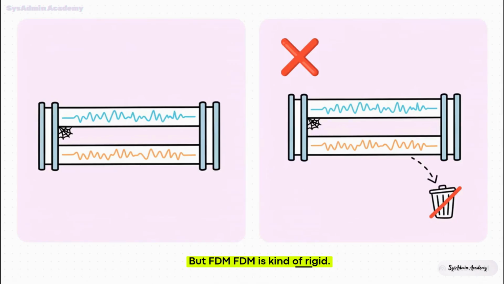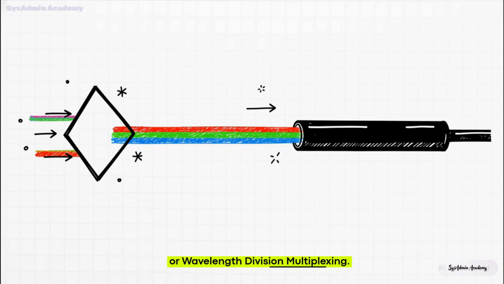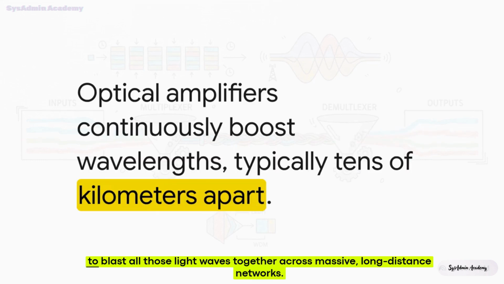But FDM is kind of rigid. If a channel isn't actively transmitting data, that valuable frequency just sits totally wasted. Stepping up to high-speed enterprise fiber optics, we use WDM, or Wavelength Division Multiplexing. In this setup, every specific color of light carries its own entirely separate stream of data. We then use optical amplifiers to blast all those light waves together across massive, long-distance networks.